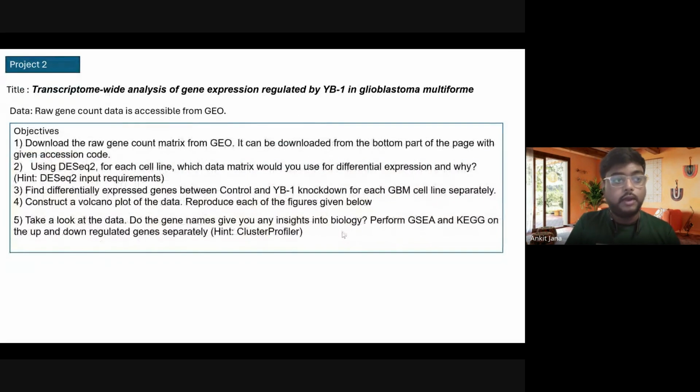After that, in project 2, there is transcriptome-wide analysis of gene expression regulated by YB1 in glioblastoma multiforme. This is the title of that project. Here also, the raw gene count will be downloaded from the GEO database. Then we will do analysis and try to answer our biological question, that is, how necessary YB1 is for glioblastoma. We will use various R packages to answer this question.